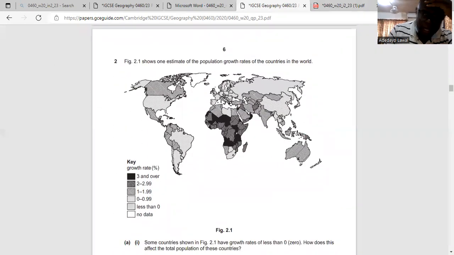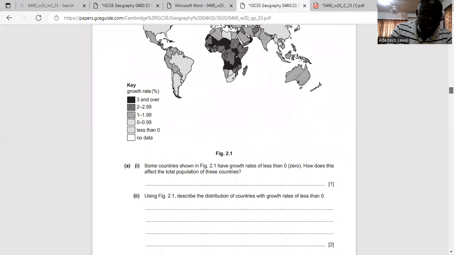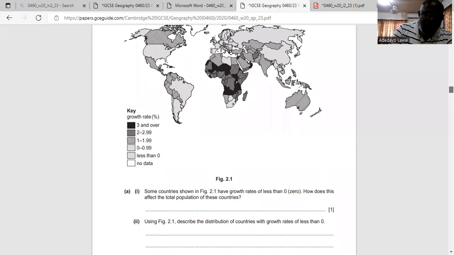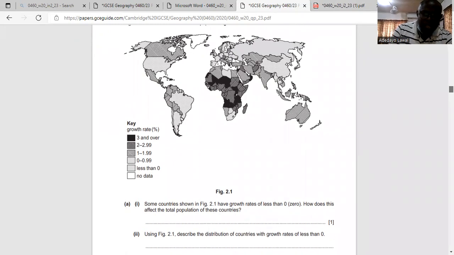So that is it. I believe I've been able to do some justice to map skills. So let me quickly rush this. Some countries shown have growth rate of less than 0. How does this affect total population? It doesn't affect it. If it is less than 0, the population remains the same. That's 1 mark. What growth rate of less than 0 means is that your birth rate equals death rate, so no difference.